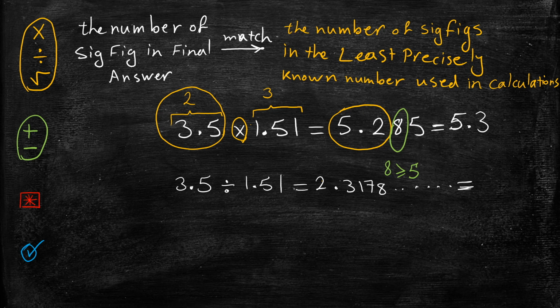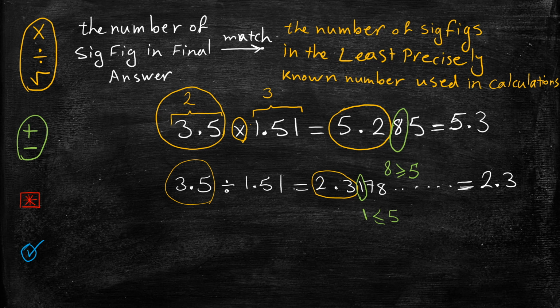The same scenario, 3.5 has 2 sig figs, 1.51 has 3, so 3.5 is the least precisely known number, and again I keep only 2 sig figs in the final answer. The next digit that I'm discarding is 1, and 1 is less than 5, so there's no need to round up. It stays as 2.3.